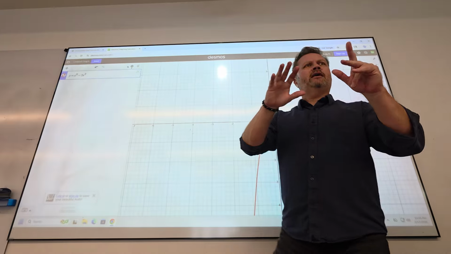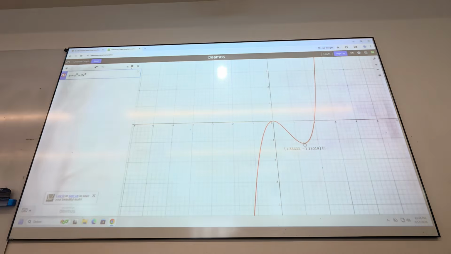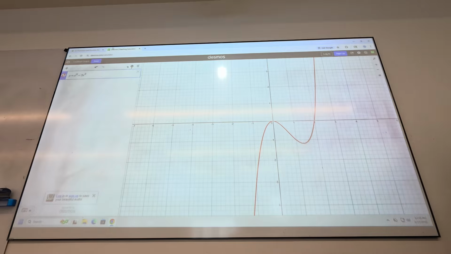It's much less clunky than the TI, but the TI's main selling point is you can take it with you. We're not in a computer lab. We don't have enough of them, so we're going to use the TI. So let me go back to the TI.